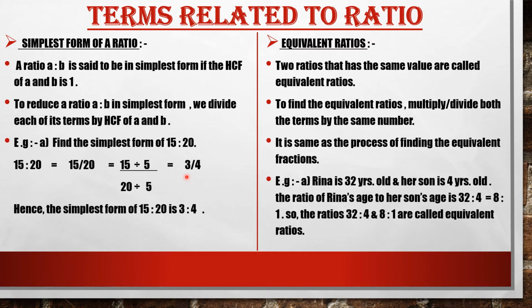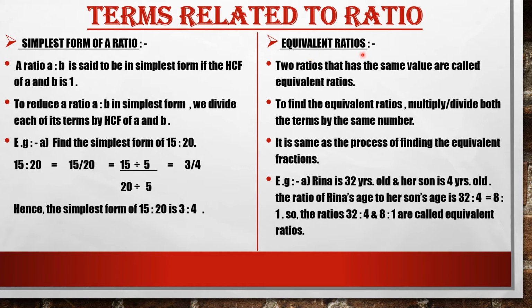Again check what is the HCF of 3 and 4. HCF of 3 and 4 is 1. That means the ratio is in its simplest form. Hence, the simplest form of 15 is to 20 is 3 is to 4. Remember children, it is the same as the process of finding the simplest form of a fraction or reducing the fraction into its lowest term. Find the simplest form of a ratio until the HCF of both the terms of the ratio is 1.